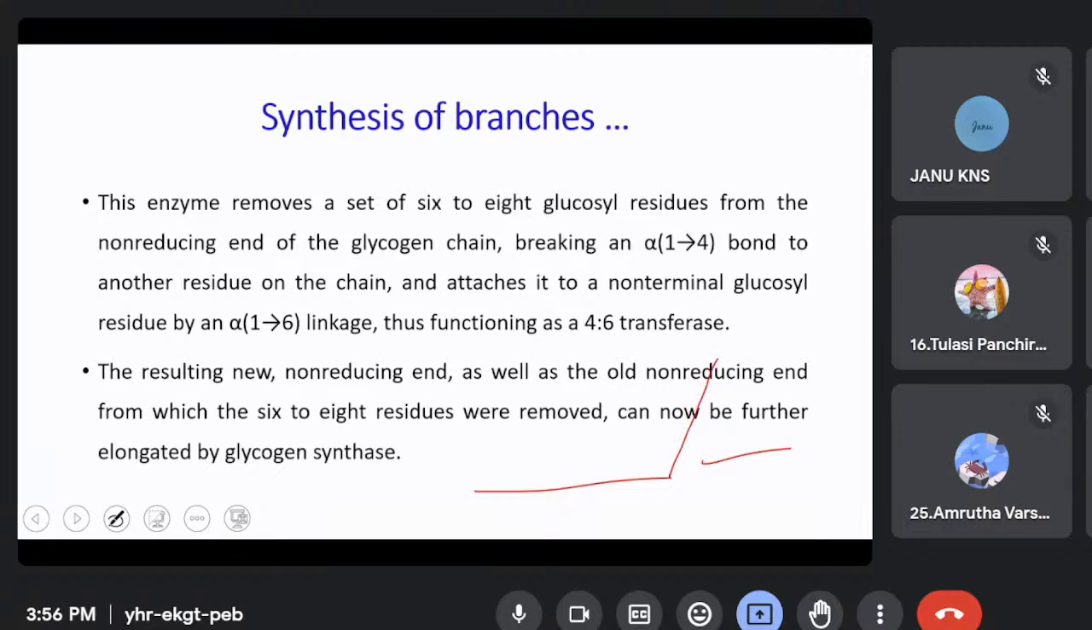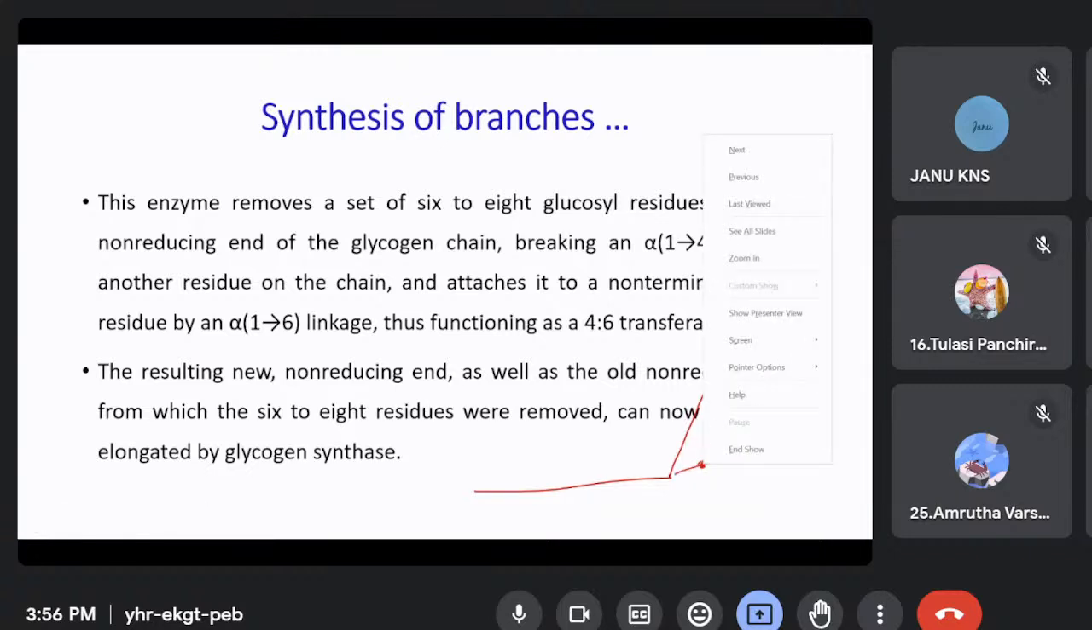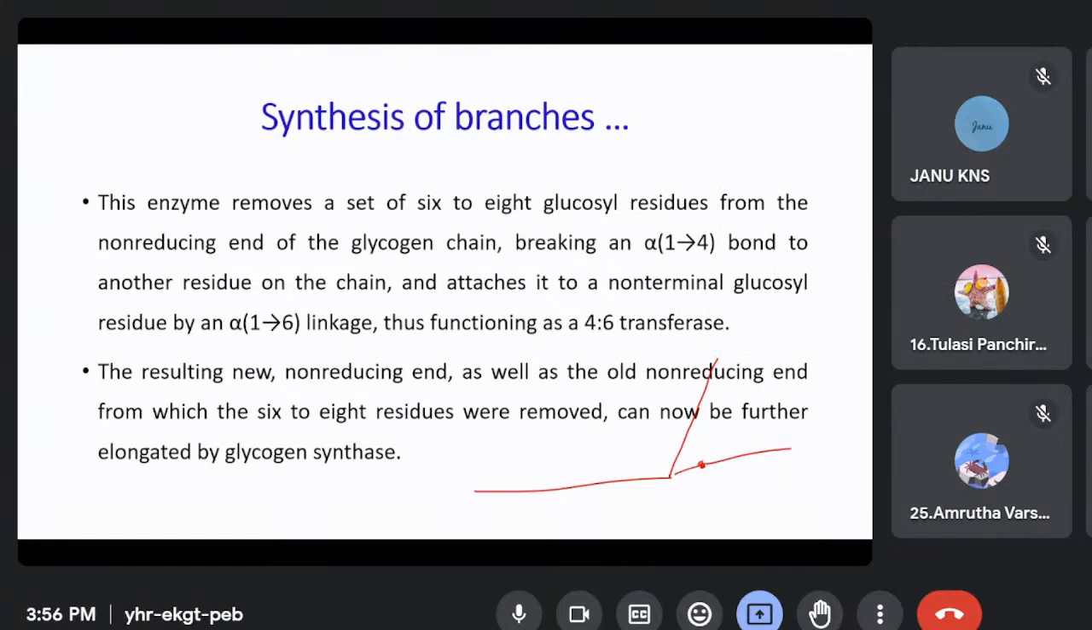A new chain is said to be initiated, and from here the old reducing end also, the new chain is said to be elongated. Thus, whenever this has to take place, and whenever the branching has to take place, it has to remove and then add the remaining. Likewise, a number of branches are said to be formed.